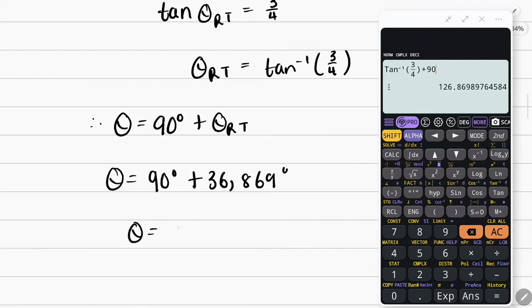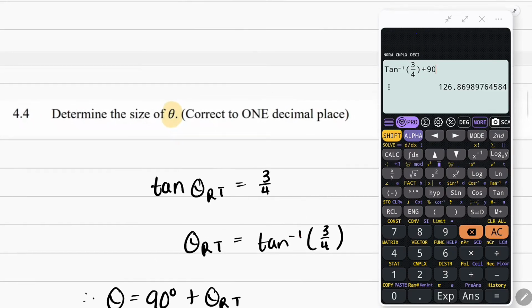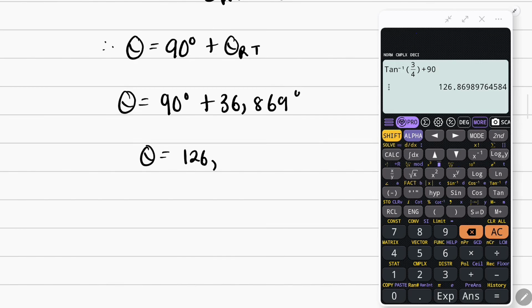So theta is finally equal to 126 point. Remember they said round off to 1 decimal place. So that is 126.9 degrees. And that is our answer.